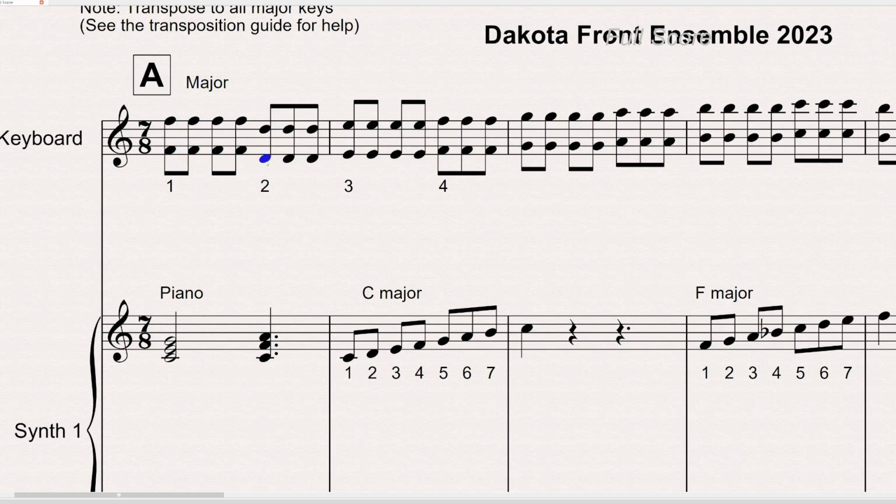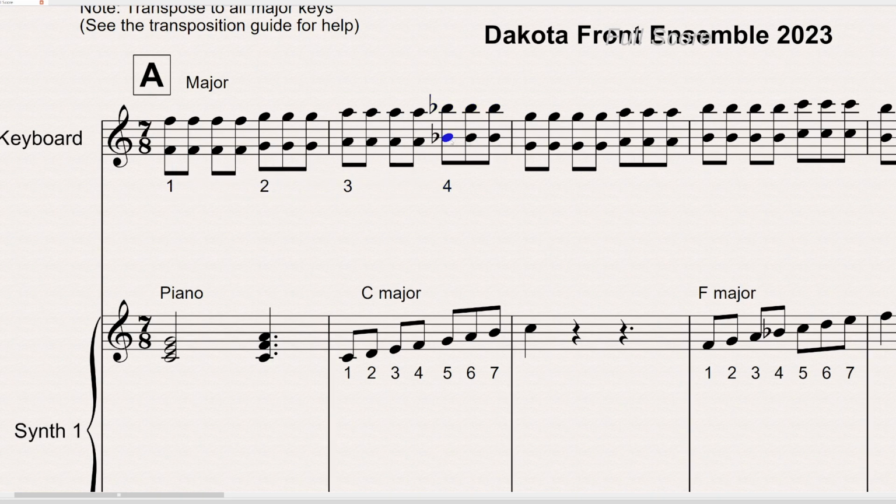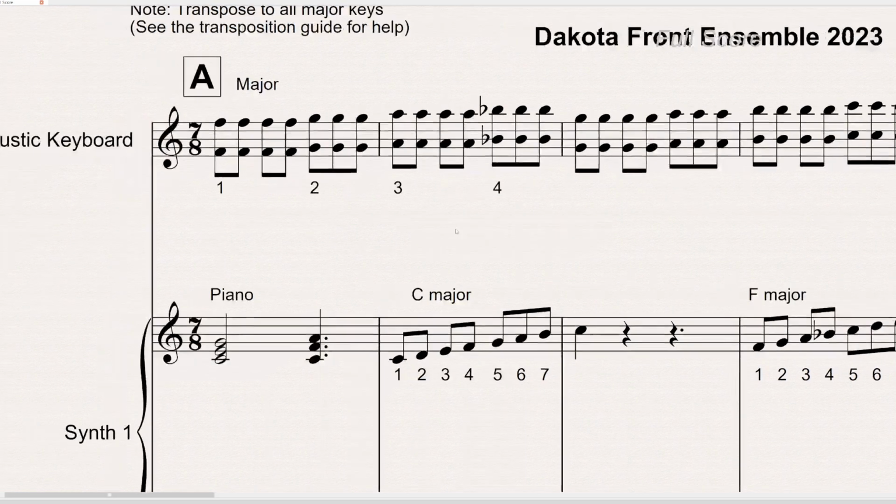Alright, scale degree 2. In C major that is a D, but in F major it is a G. So all these D's are going to become G's. Make sense so far? Alright, scale degree 3. In F major that is an A. So all of these are going to become A's. Scale degree 4 in F major is B flat. So all of these are going to become B flat. So hopefully that's making sense. You basically just figure out what scale degree each note is, and you figure out what note that would be based on the new scale that you want to play.